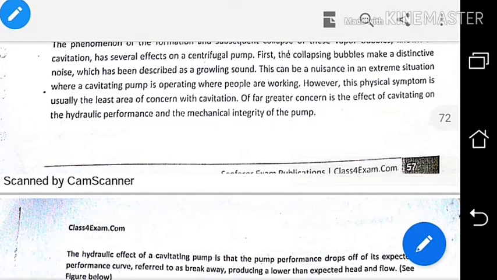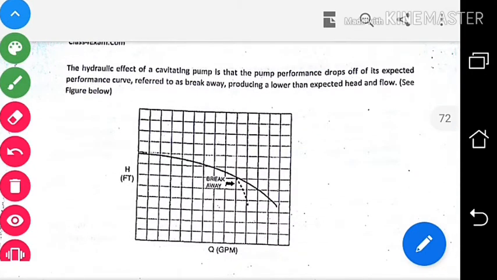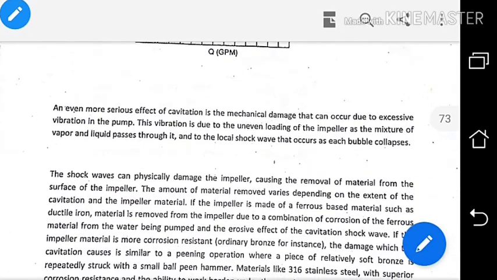The second one is the hydraulic effect. So what is this hydraulic effect? See, this is the HQ diagram. You can see the diagram. Because of this cavitation, you can see there is a breakaway here, producing a lower than expected head and flow. So the discharge will be less at a particular head. If the head is very small, then it was supposed to have a high discharge, but it will give a low discharge at expected head and flow. So there will be consequences in the hydraulic effect. Now the third one is the mechanical damage.